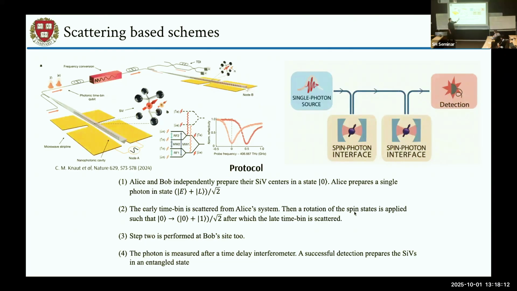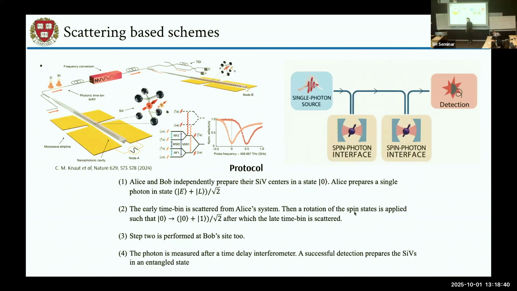So if you wanted to make entanglement, we take Alice and Bob, and now they just prepare the spin state in 0, not the superposition. Alice prepares a single photon state, early plus late. Then she scatters the early time bin. Then she does a rotation, brings 0 to 0 plus 1, and then she scatters the late time bin. And the same thing is done at Bob's side.